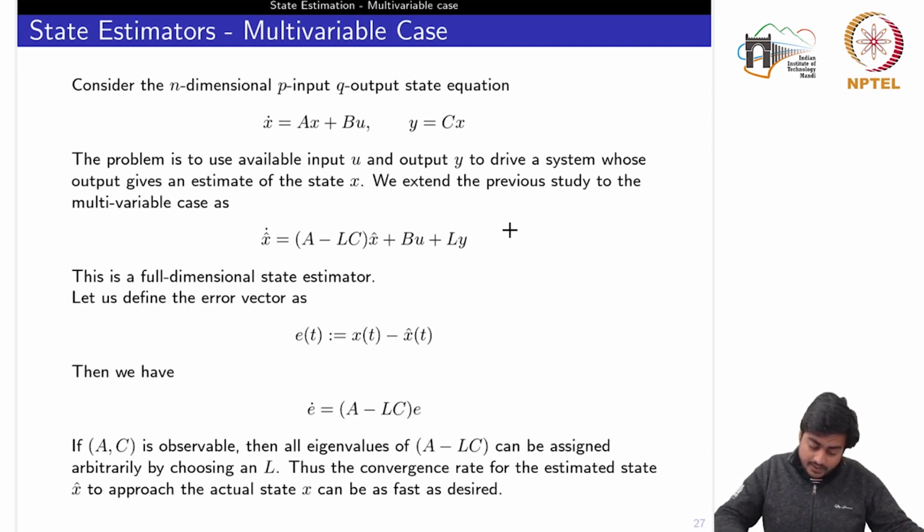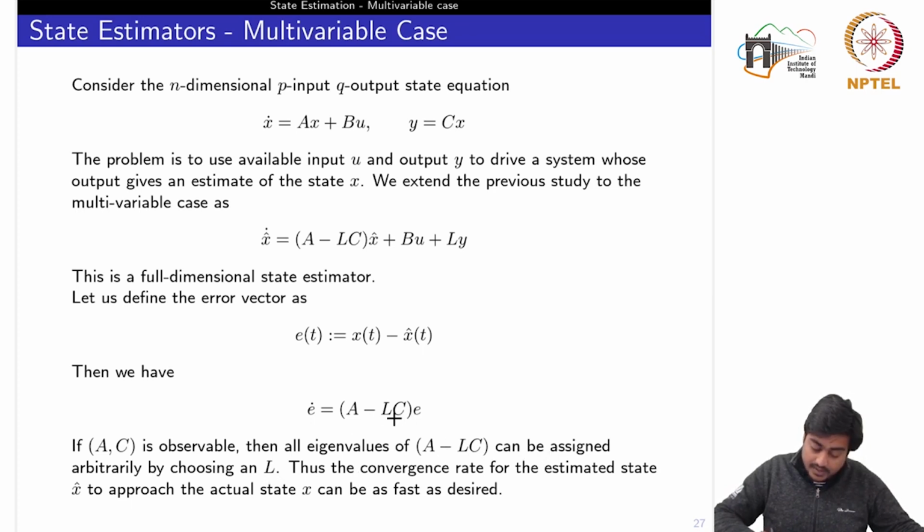So by seeing in a similar way, we can first define the error signal as the difference of the actual state and the estimated state, and then take the derivative and substitute these two state equations into the derivative of this error. We would finally end up having these error dynamics. Where we know that if the pair A comma C is observable, then all the eigenvalues of this matrix can be assigned arbitrarily by choosing an L.